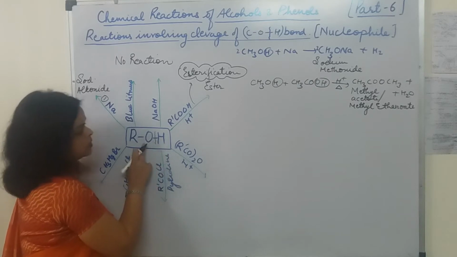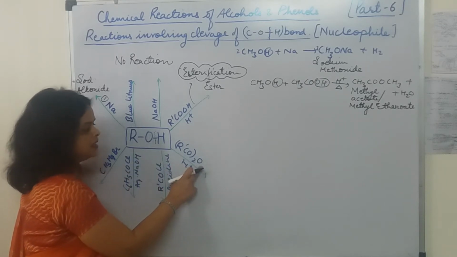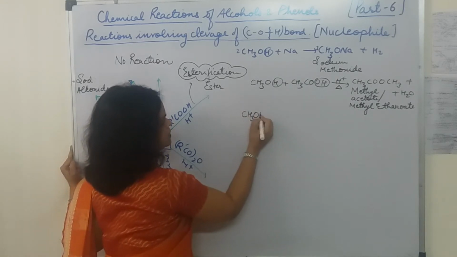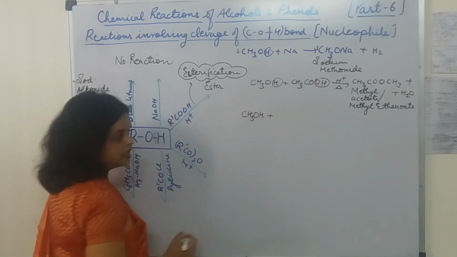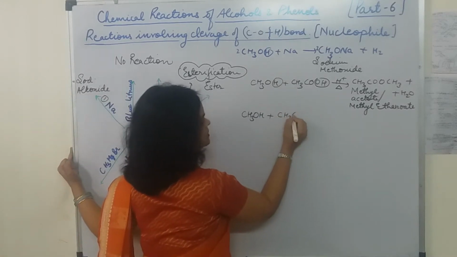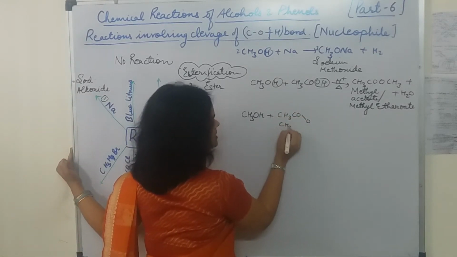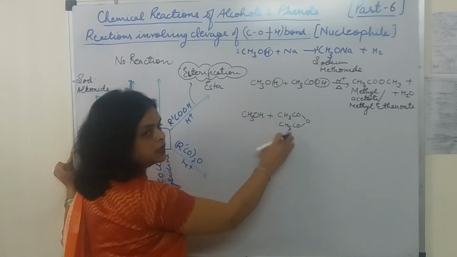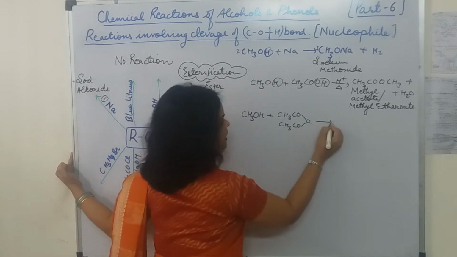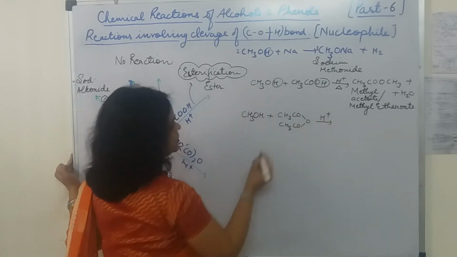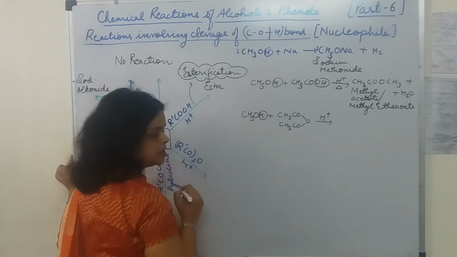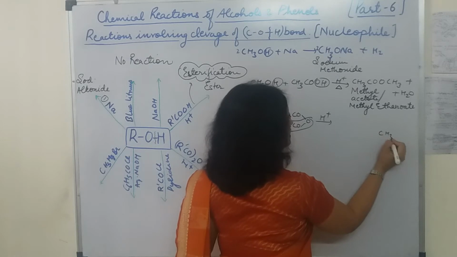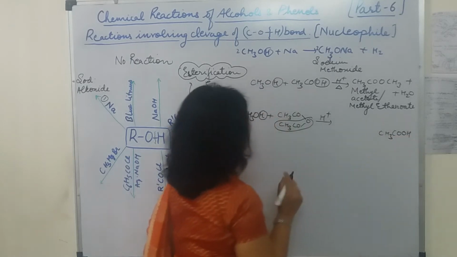Now it also combines with acid anhydrides. Suppose we are taking the example again CH3OH. When it combines with acetic anhydride, CH3CO, CH3CO. This is acetic anhydride, or ethanoic anhydride. Again in presence of acid, what happens? This same H will combine with this part, and the side product will be CH3COOH.